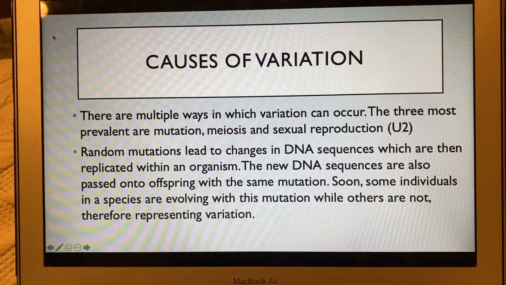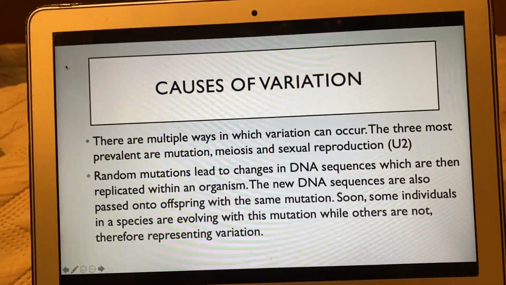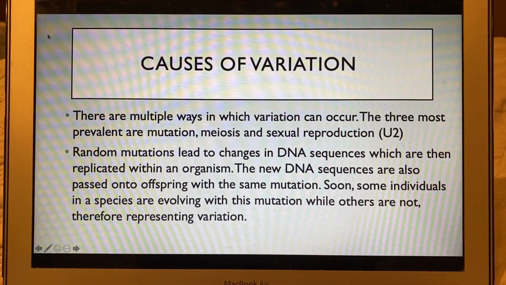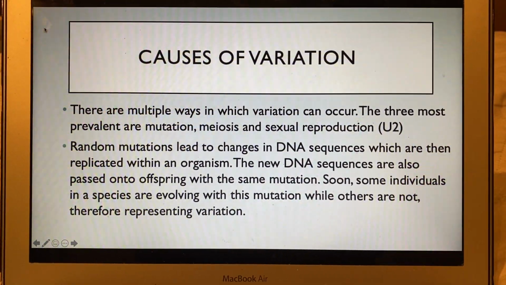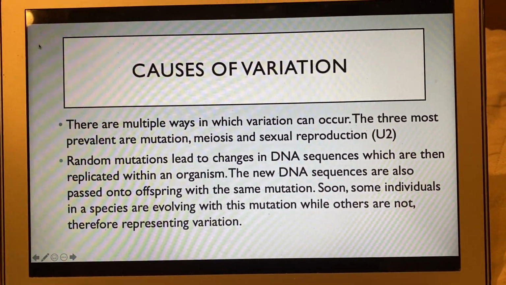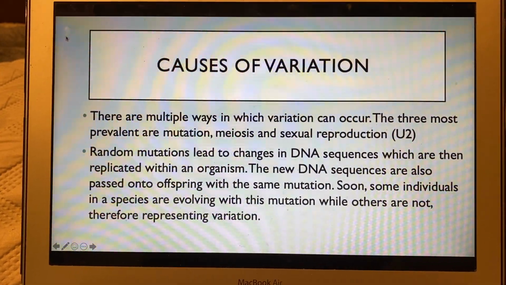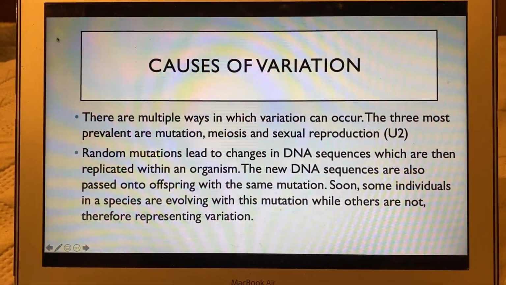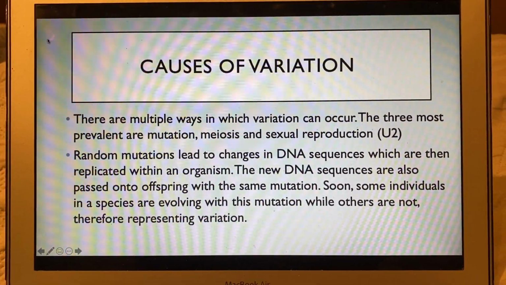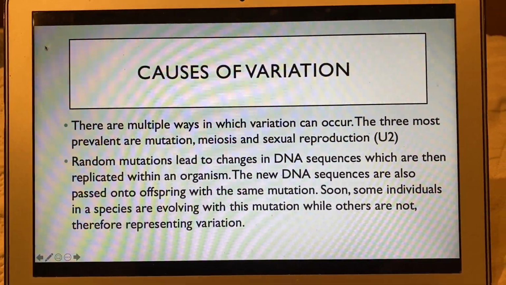So, the causes of variation. There are many ways in which variation can occur. The three most prevalent are mutation, meiosis, and sexual reproduction. I hope I'm saying meiosis correctly. Random mutations lead to changes in DNA sequences, which are then replicated within an organism. The new DNA sequences are also passed on to offspring with the same mutation. Soon, some individuals in a species are evolving with this mutation, while others are not, therefore representing variation.